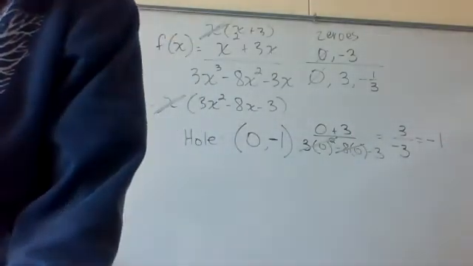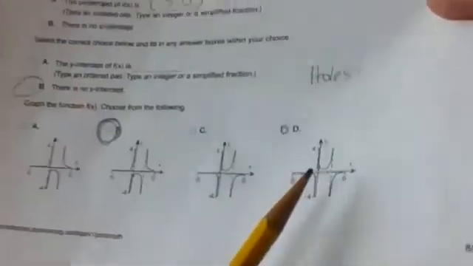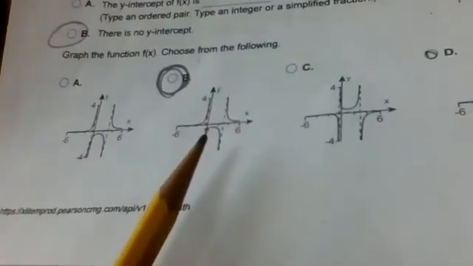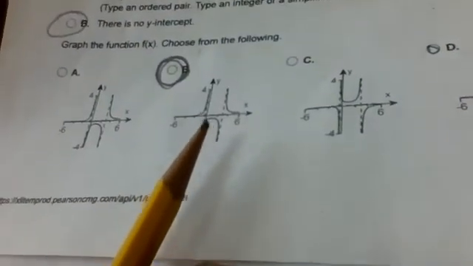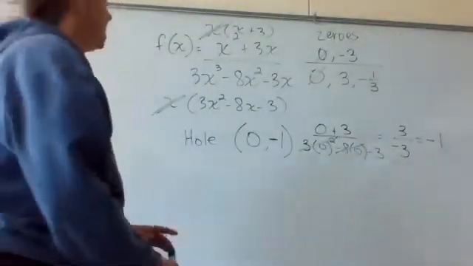So what did I narrow it down to? B and D. Look where D's hole is. It's at (0, +1). Look where B's hole is. It's at -1. So that is the distinguishing feature, where its hole is.